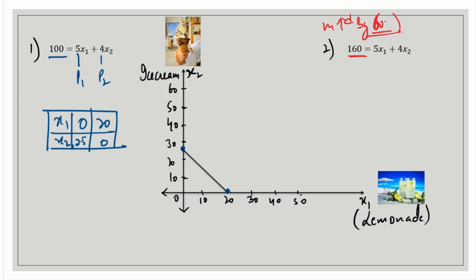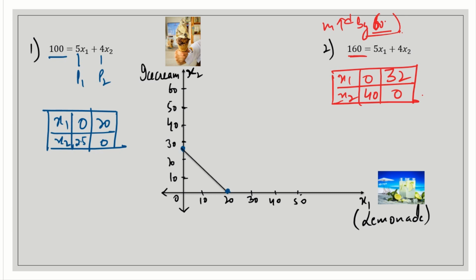So what we have now is the combination of x1 and x2 intersecting the x and y axis respectively. For x1 equal to 0 we have x2 equals 40, and for x2 equal to 0 we have x1 equals how much? x1 equals 32, right? Yeah. So let us plot this point also.